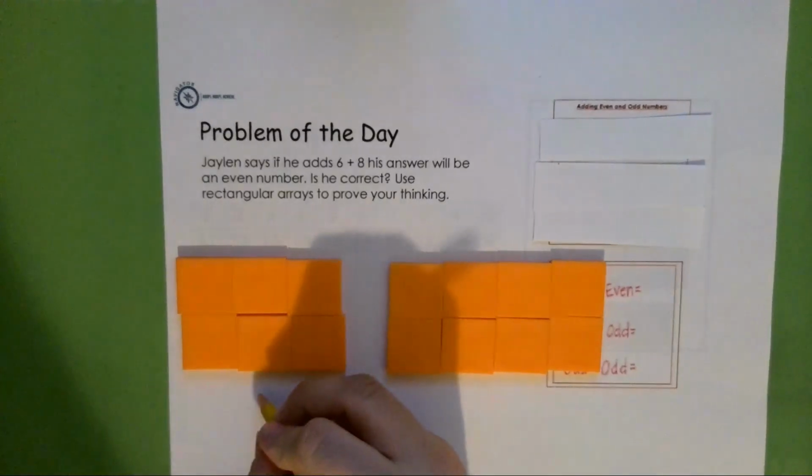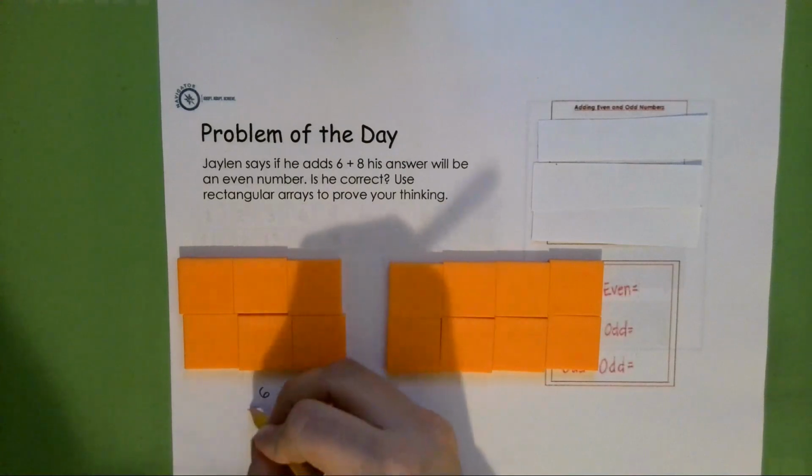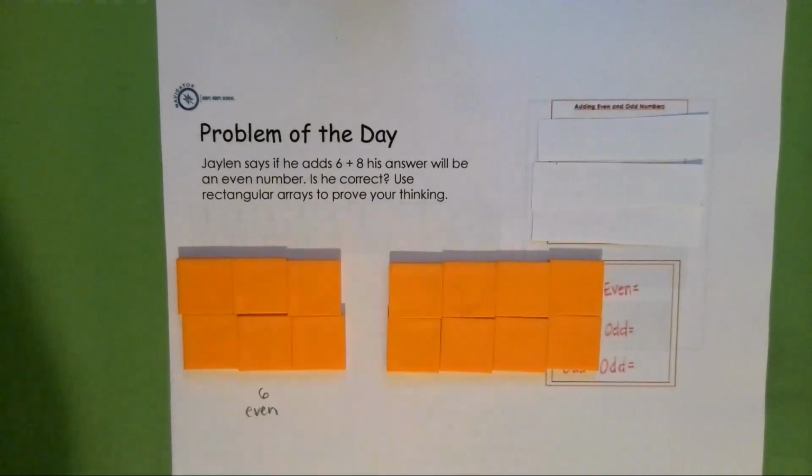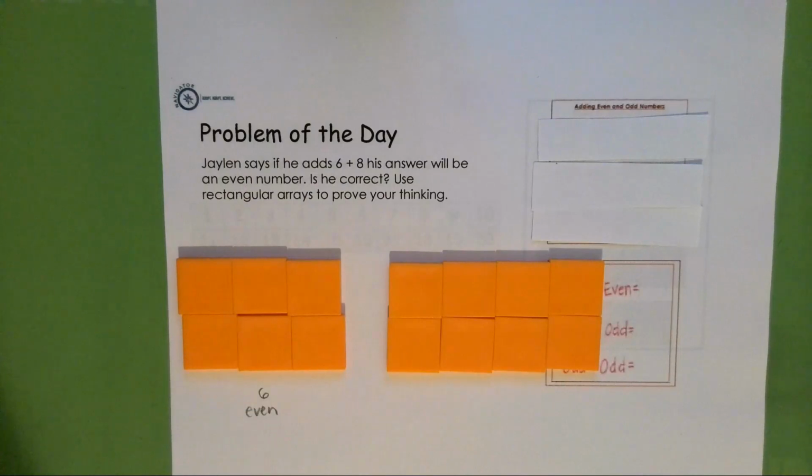Right, 6. And is 6 an even or an odd number? Say it out loud. I bet you said even. How do you know? Say your answer out loud. I bet you said that you know 6 is even because it can be put into pairs with none left over.